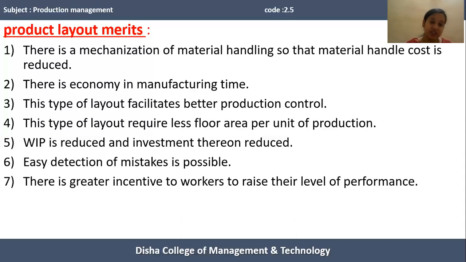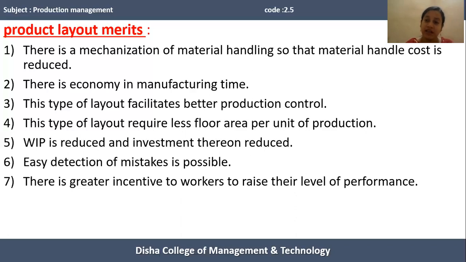There is a greater incentive to workers to raise their level of performance. To raise their level of performance means everything is arranged in a sequential manner, and the workers are responsible for producing a particular product only. If they produce more quantity of that product, then they can get some reward from the organization.